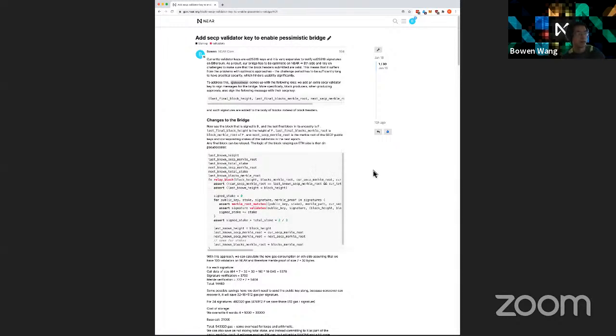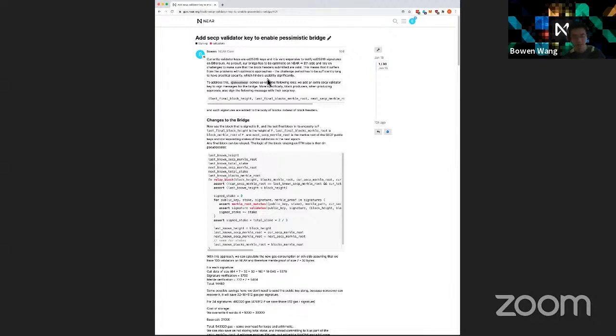So I've written this post on gov.near.org on adding the SEC validator key to enable a pessimistic bridge. The reason why we want to add this SEC key is that currently, on the NEAR to Ethereum direction of the bridge, that part is optimistic, and we rely on challenges to ensure its security. This suffers from the same problems as other optimistic approaches. There's really no rocket science as to how long the challenge period should be, and if you want to make it very secure, you have to make the challenge period quite long, and this hinders usability quite significantly.